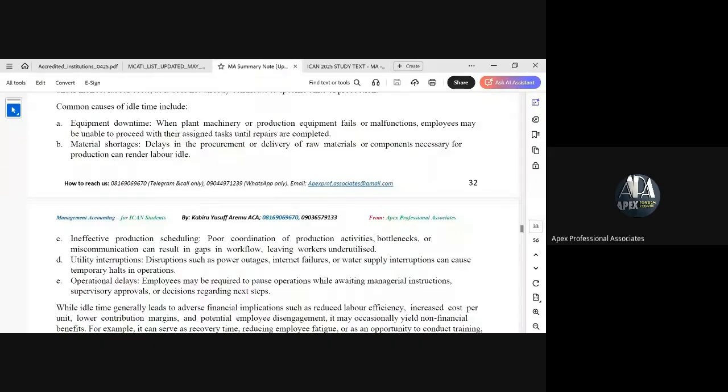As adverse as it might be, it can also yield certain positive benefits for the organization. So when there is work and they've been paid to work, they are bound to remain within the facilities of the organization, and thereby they can use the time for some self-development activities. So from a cost accounting perspective, idle time is not tied to a particular job, and by so doing, they are indirect costs. Are you getting me? They are indirect costs.